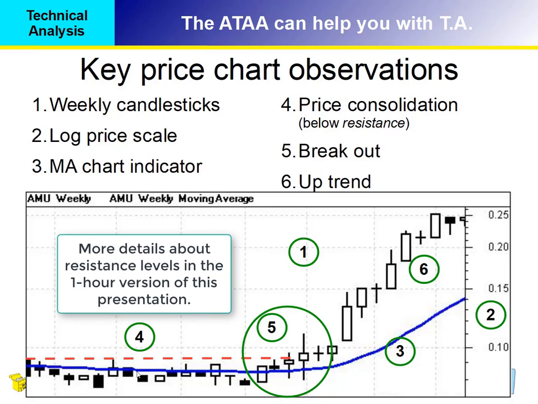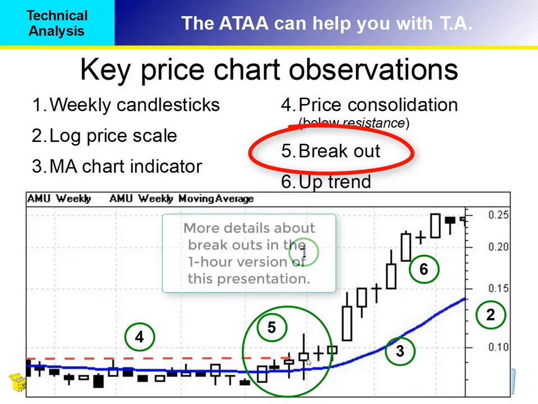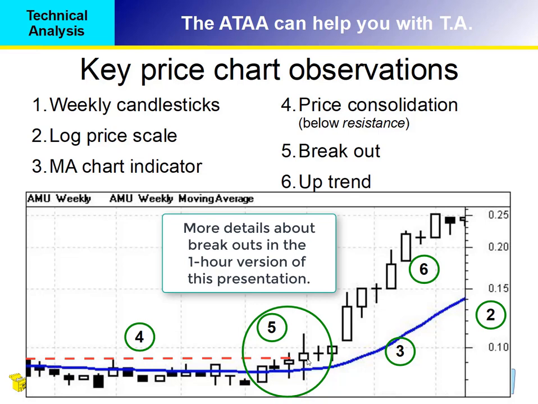Notice that the share price in each week was stuck below that resistance level, below about 9 cents, until here on the chart indicated by number 5, we see a couple of candles poke above that price level and then rally further. That's a price breakout. On this weekly chart, it's easier to see. It really sticks out. On daily charts, it can also be very useful. We'll touch on breakouts again a bit later.